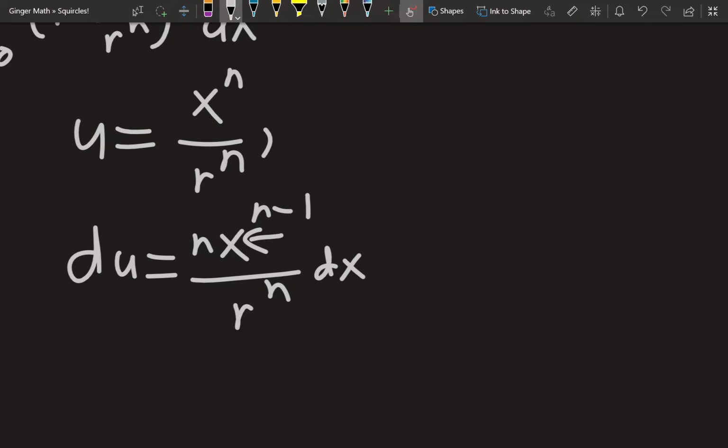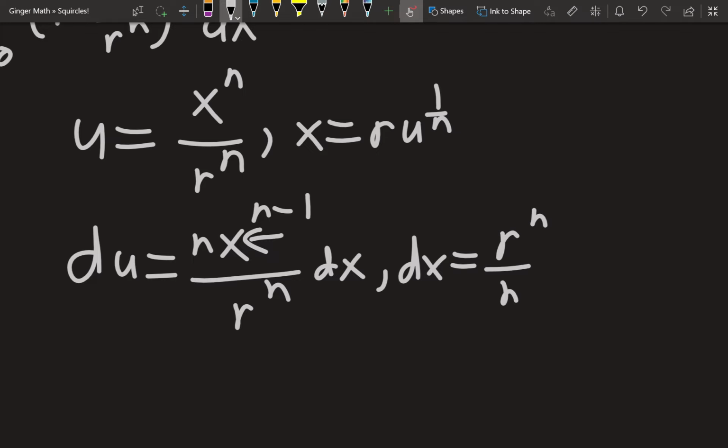Not too terrible. It's just this. x is just r times u to the 1 over n. Meaning if we plug this in and rearrange, we're going to get dx equal to r to the n over n times x to the 1 minus n. I'm just going to sub this in real quick. So it's the same thing. Don't forget the du.